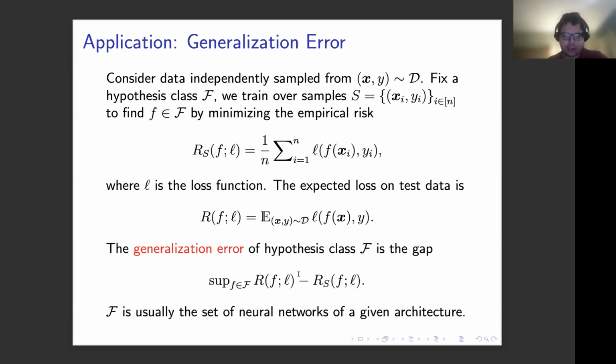And the generalization error is like this worst case gap between the empirical risk, just based on the random data I got, and the population risk. Okay, so one likes the generalization error to be small because then it means that uniformly over the hypothesis class, the empirical risk is a good proxy for the population risk, which is what one probably really wants to minimize.